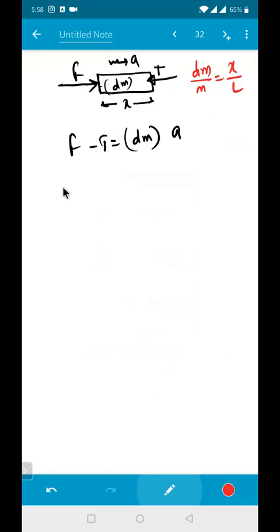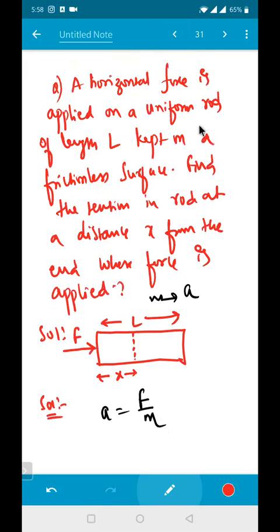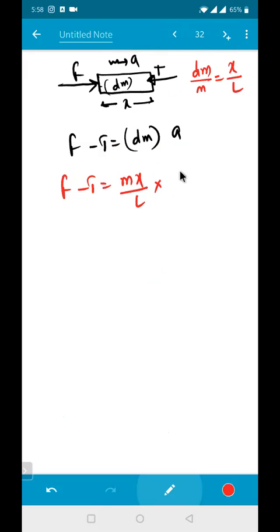That means the dm value will become how much for me? F minus T is equal to dm, which is m into x divided by l into acceleration. Acceleration I already got as F by m, so this will become F divided by m. See, everything is getting cancelled here. This m will get cancelled, so F minus T is equal to F into x divided by l.